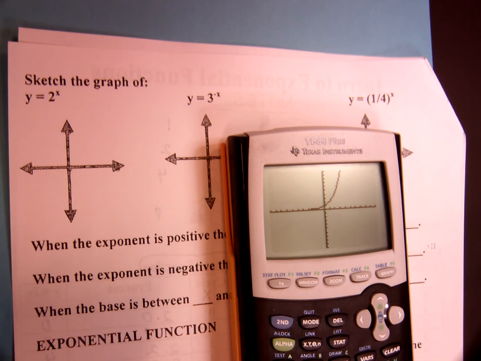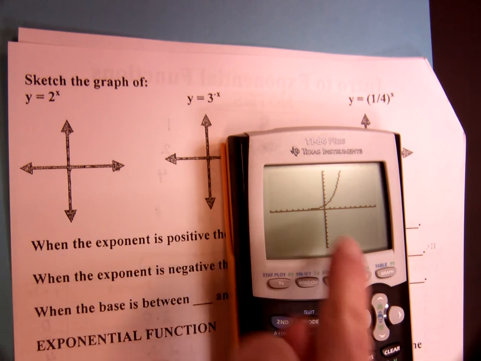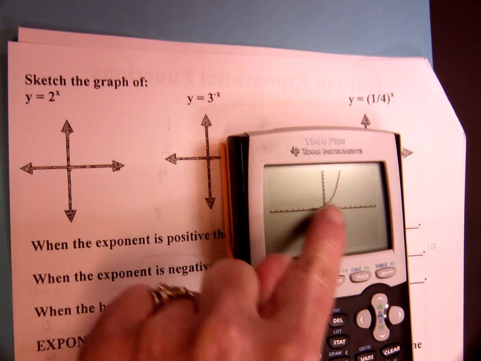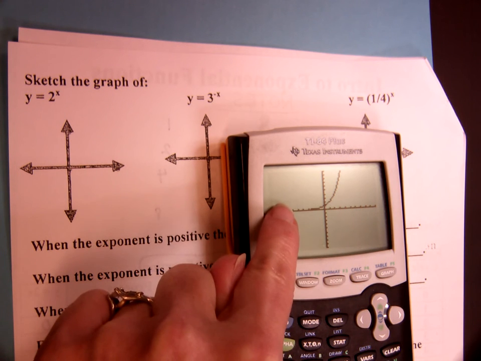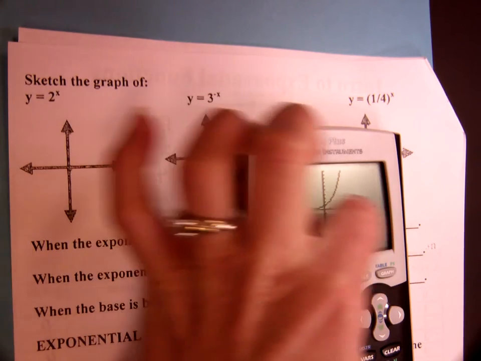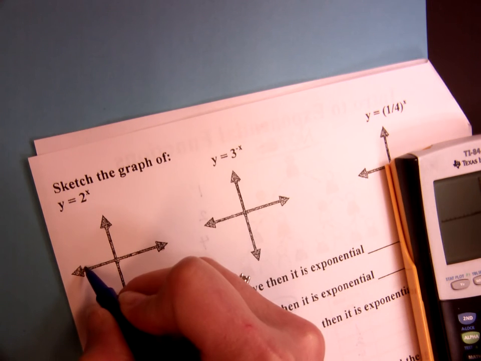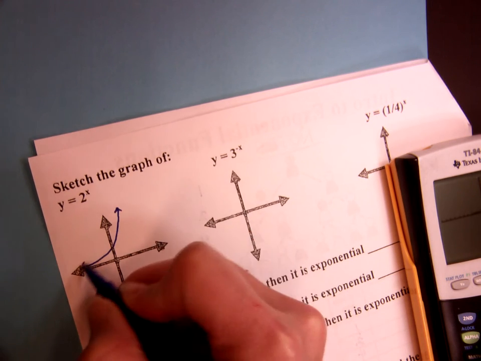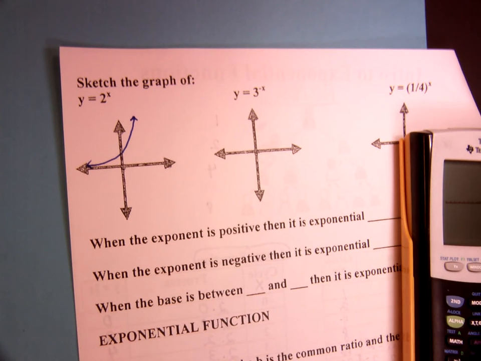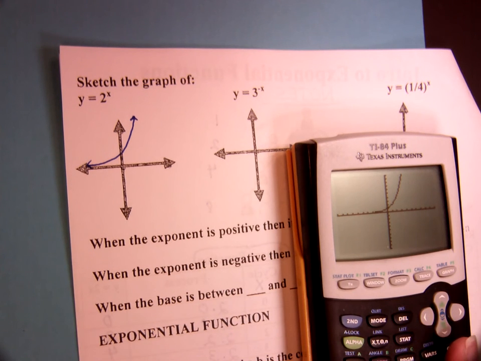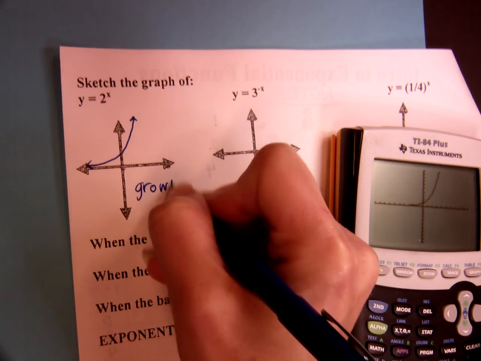All right, so tell me what the graph is doing on the left side of the y-axis. Do you see that there's a line there? What is it doing? It's getting closer to the x-axis. It kind of looks like it touches it, but it never touches it. This is what an exponential function looks like. If you read from left to right, is this growing or is it decaying? It's growing. So this is called exponential growth. We're going to call this graph A.